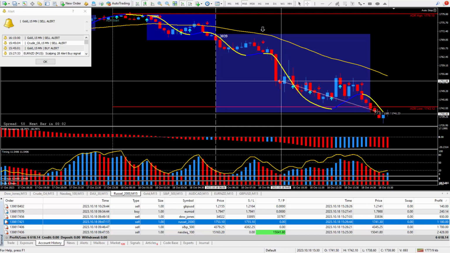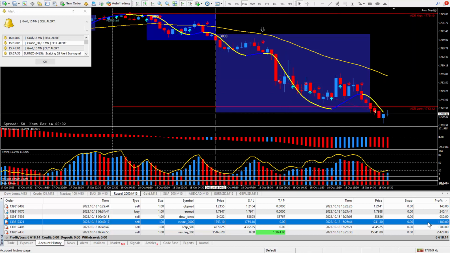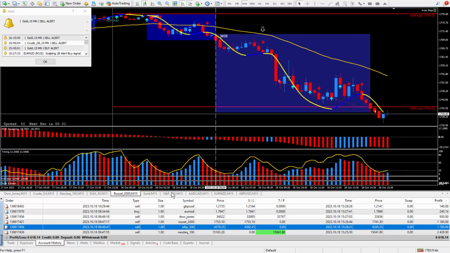118 right there. There it is. You remove the last digit. 118 ticks, and that paid out $1,180.